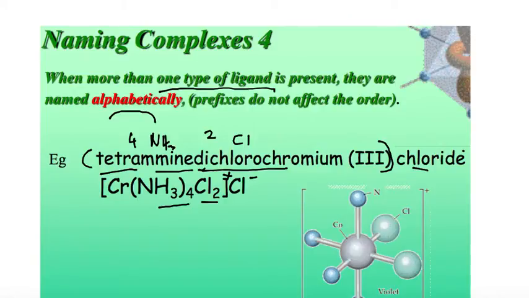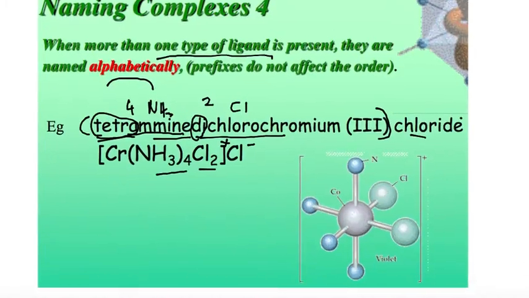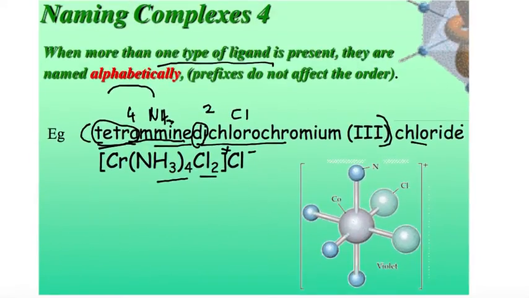Remember, the prefix, which is the numbering, will not be considered. It's the first letter of the ligand. And remember, there's one more thing that's not in the slide here. For example, the term tetra ends with an A, the term ammine also ends with an A. When that happens, normally we do not repeat the A. As you can see in this example, we do not repeat the A, we can just write tetraammine with a single A in between.